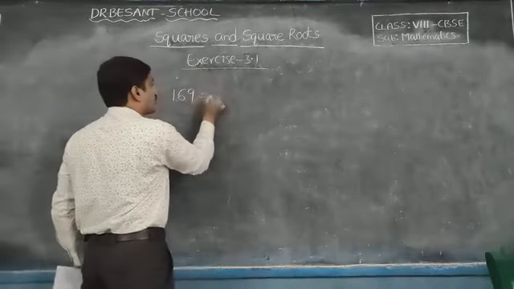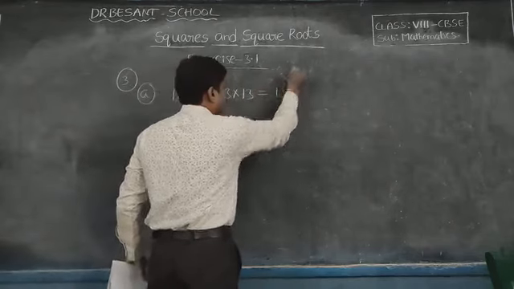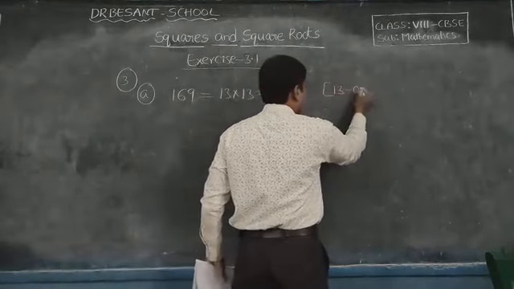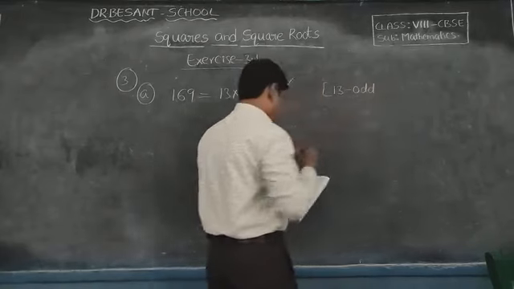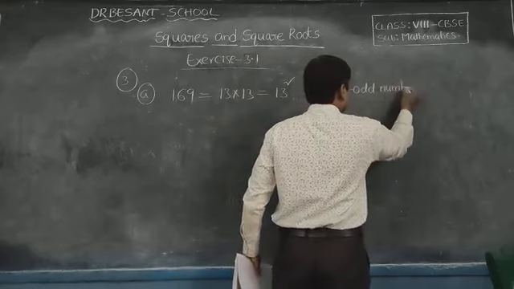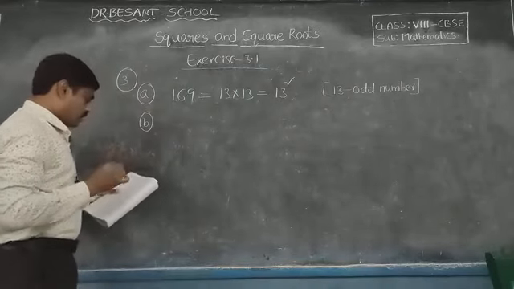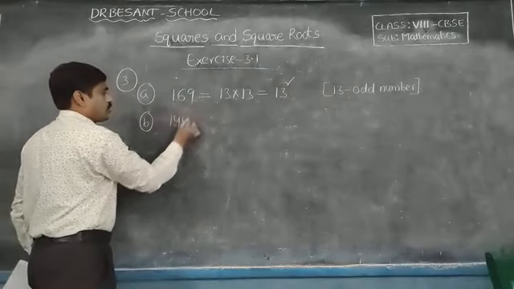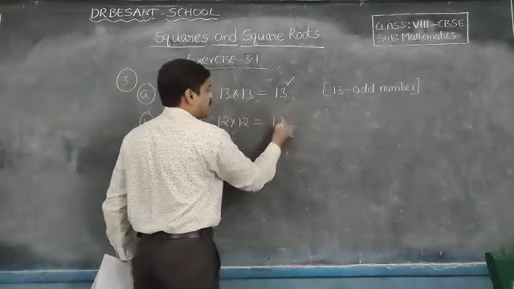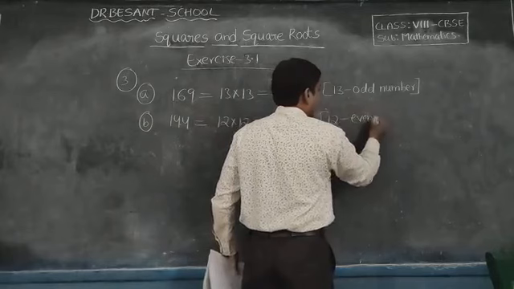So 169 is equal to, we know that 13 into 13, that is equal to 13 square. So is 13 even or odd? It is an odd number. Next, B, 144. 144 is equal to 12 into 12, that is equal to 12 square. So what about 12? 12 is an even number.